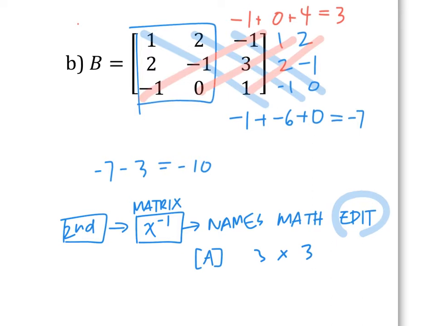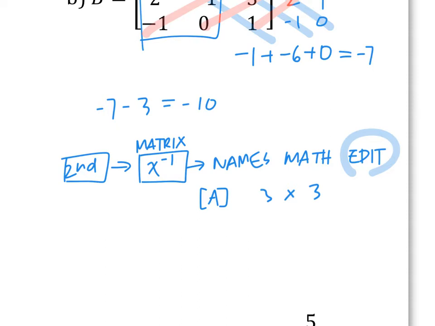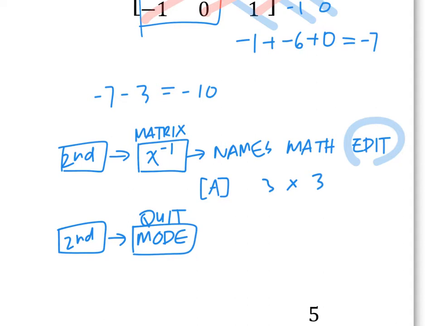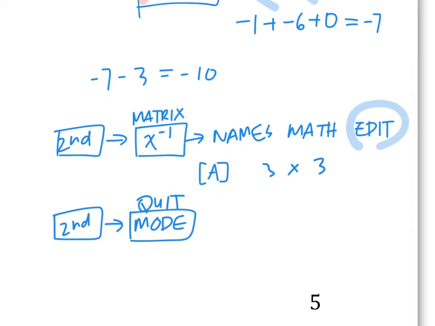Okay, once you finish editing, what you're going to do is perform some operations on your matrix, which requires that you go back to the main screen. To go back to the main screen, you go second and then mode, because on top of mode, it says quit. Quit means quit whatever thing you are on at that time, and then go back to the main screen, the calculation screen. All right, now that you're in the main screen, everyone's in the main screen, right? You're not in the matrix. Okay, if you're in the matrix, that's the wrong place to be.